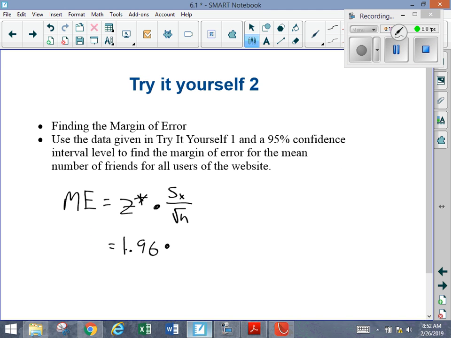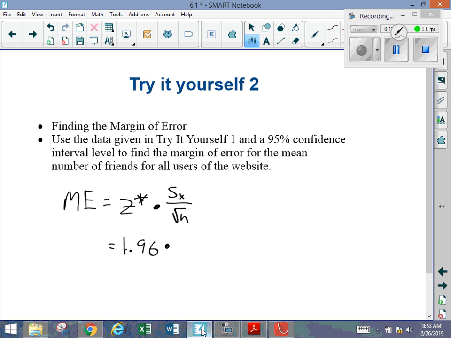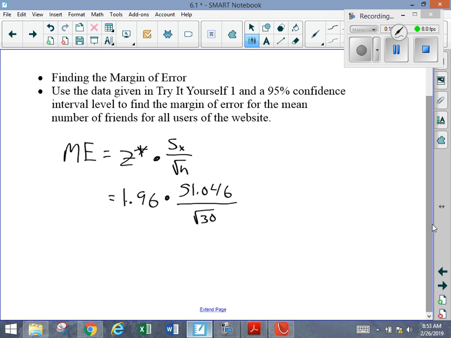The standard deviation of my sample we determined is 51.046, divided by the square root of our sample size, which turned out to be 30. All right, let's go ahead and calculate this thing.